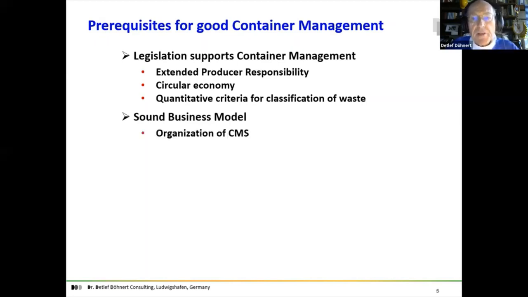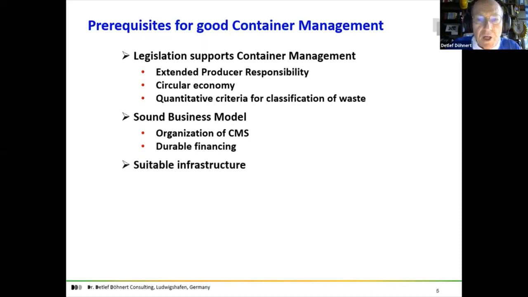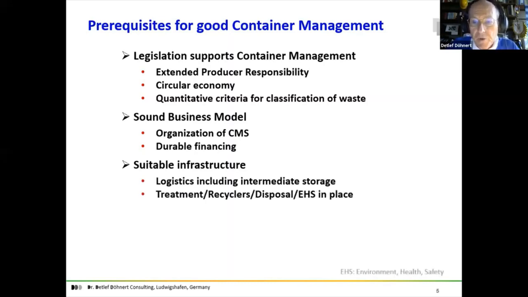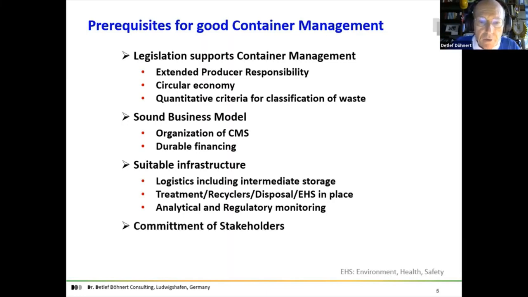We need a sound business model. That means an organized scheme and a durable financing. Although the cost for collection has decreased, there's still a substantial amount of money to be paid to have a running container management system. Suitable infrastructure, that means logistics, including intermediate storage, treatment, recycler, disposal, has to be in place. Analytical and regulatory monitoring: when promising something, we also have to check it and follow up, and that can be done by analytical monitoring.